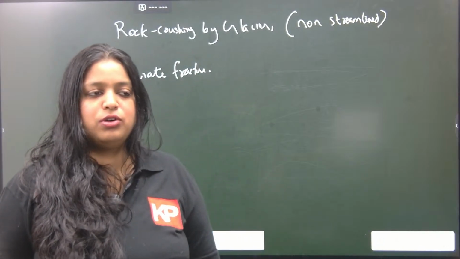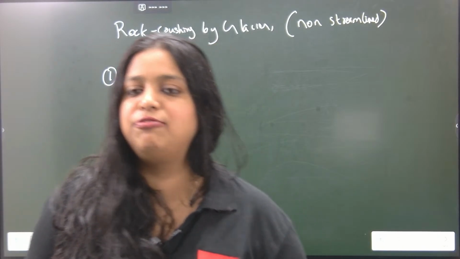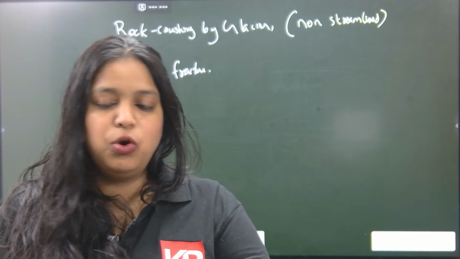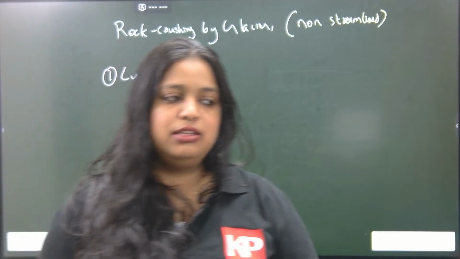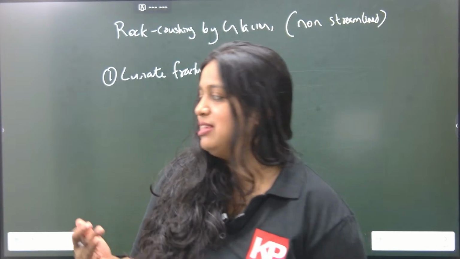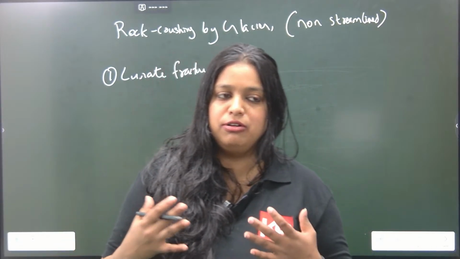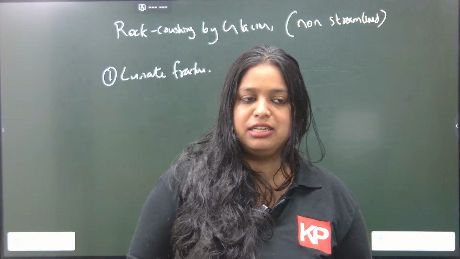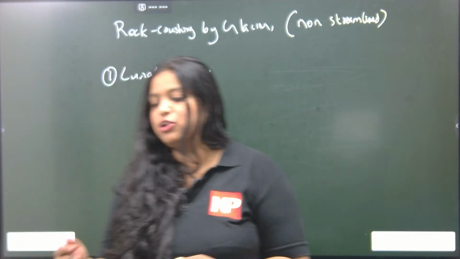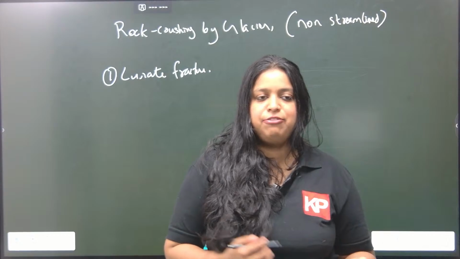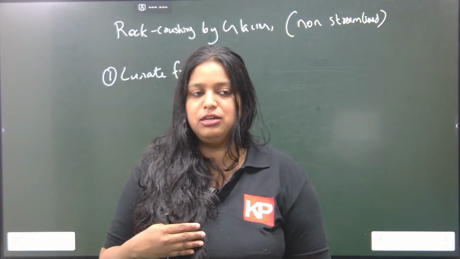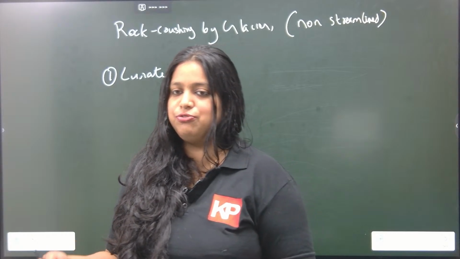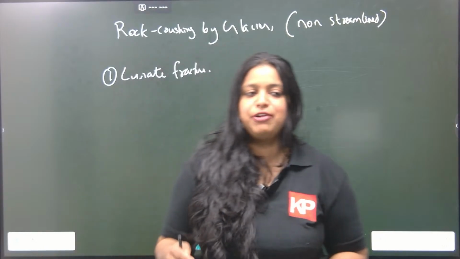I told you rock crushing or non-streamlined landforms are comparatively smaller in dimension, 1 centimeter to 10 centimeters. And a lunate fracture means a crescent-shaped fracture with the concavity facing the direction of the flow. A crescent-shaped fracture with the concavity facing the direction of flow is called a lunate fracture.